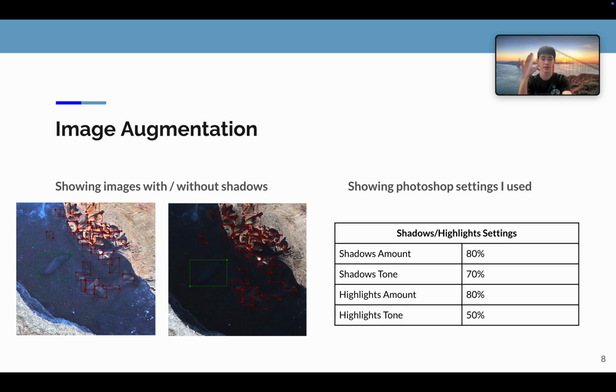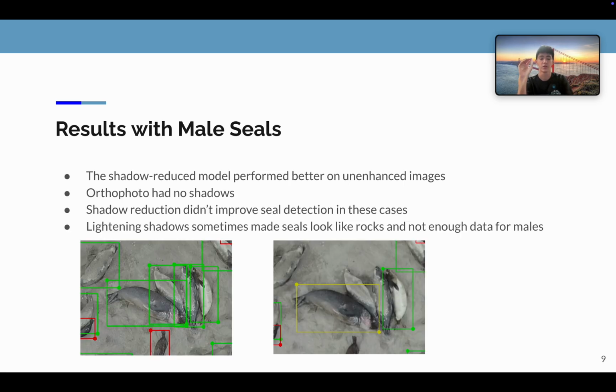So here's the settings I used, and here's what it looks like, a part of an orthophoto image that is without shadows and with shadows. You can see the without shadows is a lot easier to see, and you can actually see the seals. And in these two images, this is human data, so that's why they look identical. So the results were a lot better.